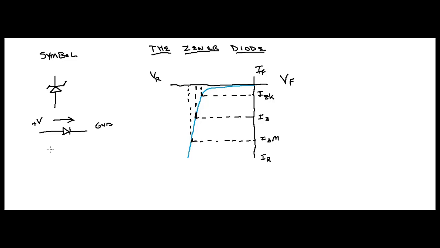But if you're talking about a Zener diode, the Zener diode points in the opposite direction to current flow, doesn't it? Well, you don't know that. You gotta trust me on that. It does, right? So here's your plus voltage and here's your ground. All right?